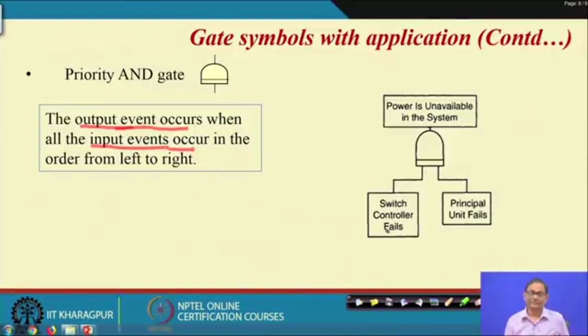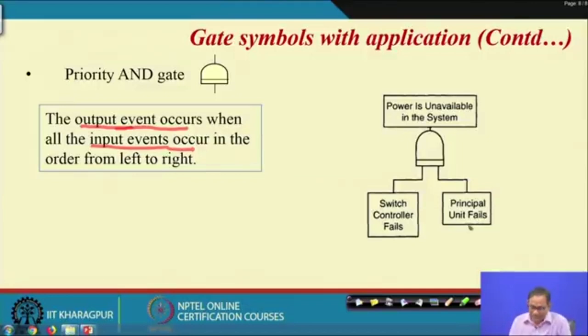So what will happen when the principal unit fails? Then the switch controller's job starts, it makes the standby unit operational. But unfortunately, what if the switch controller fails first and maybe after that the principal unit fails, and it was not noticed that the switch controller failed, not repaired. So when the principal unit fails, the switch controller has already failed, it will not make the standby unit operational. So the standby unit will not work and as a result the power will be unavailable, provided the switch controller fails first, followed by the principal unit failing.